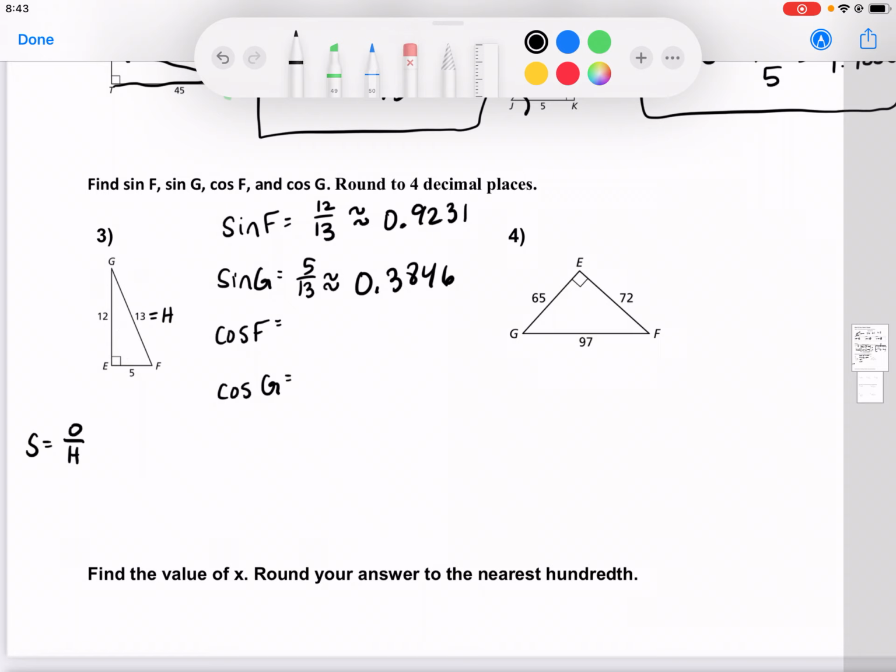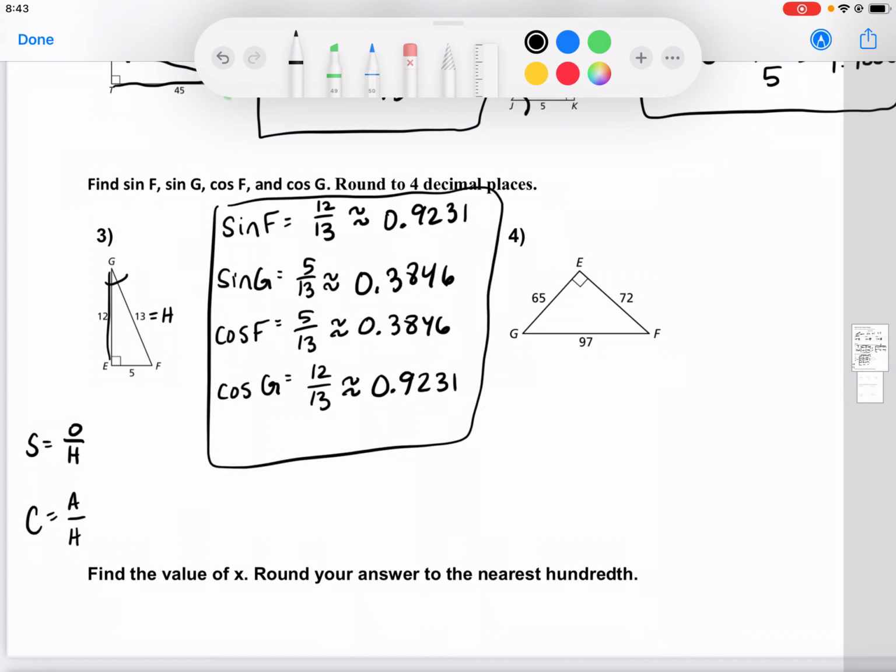All right. Let's go to cosine. Cosine's adjacent over hypotenuse, so we still use the hypotenuse. We'll go to F first. The adjacent side to F is 5. So 5 over 13, which is the exact same thing as what we just did. And then you'll notice that when you go to G, the adjacent side is 12, and we still are over 13. So it's going to be the same answer as that one. And that should always happen. There should be some that match up.